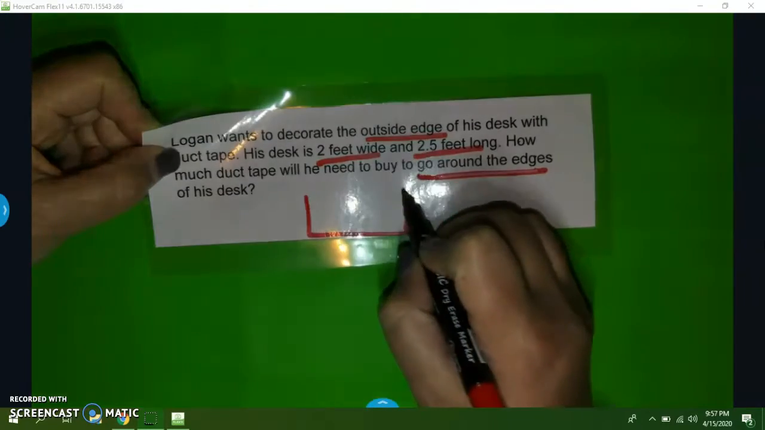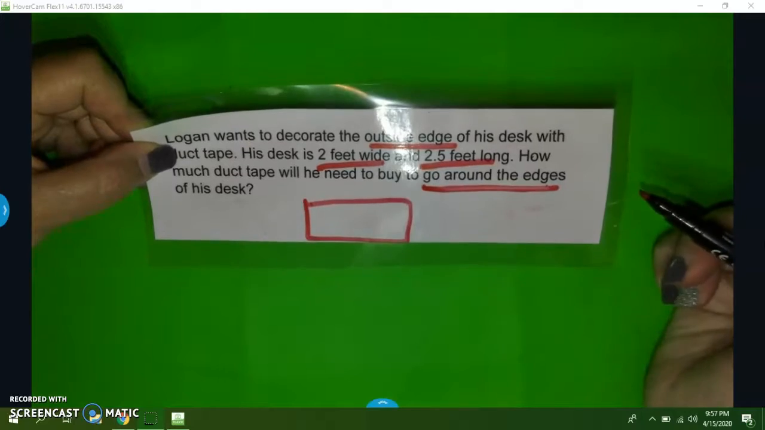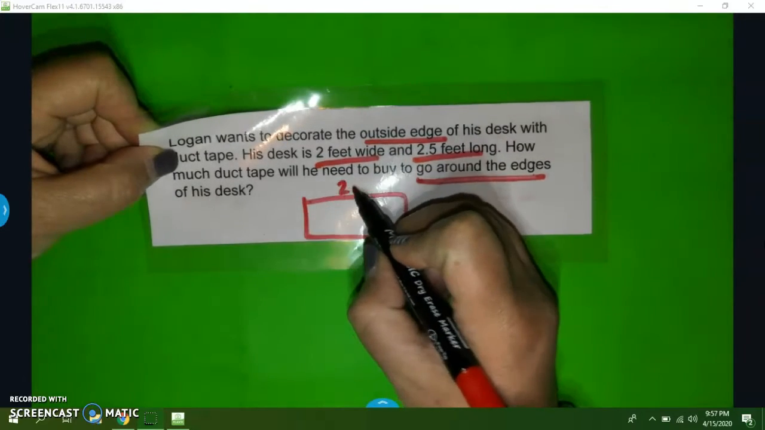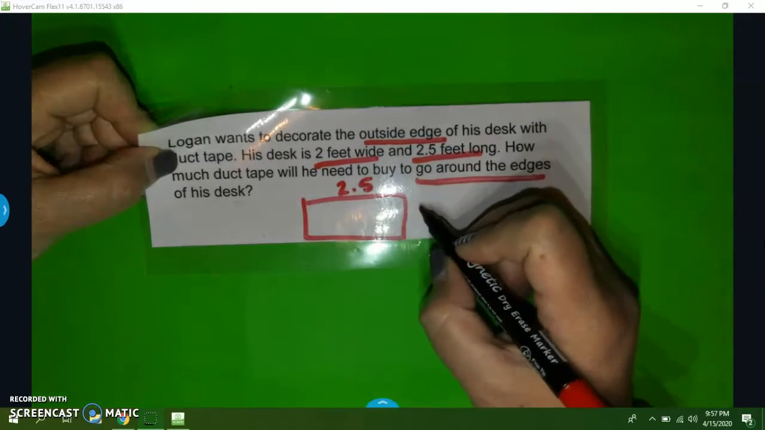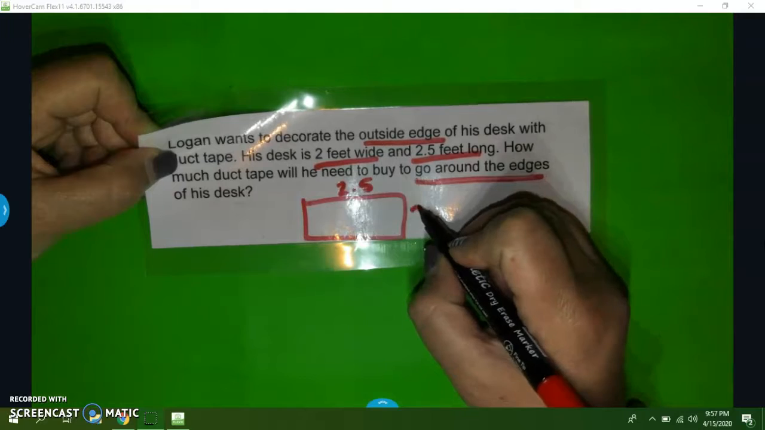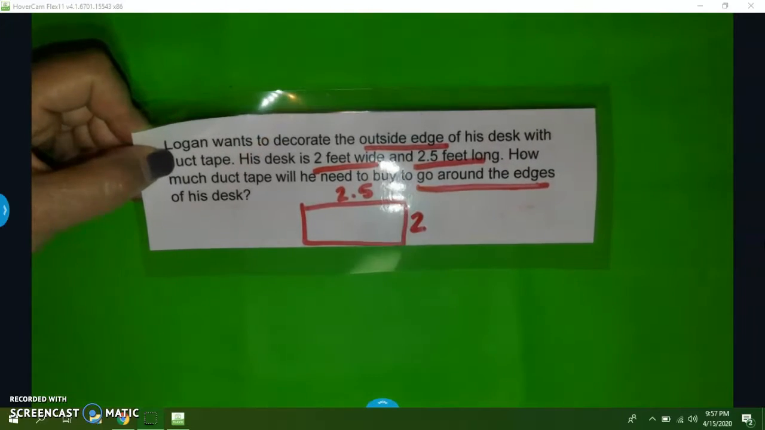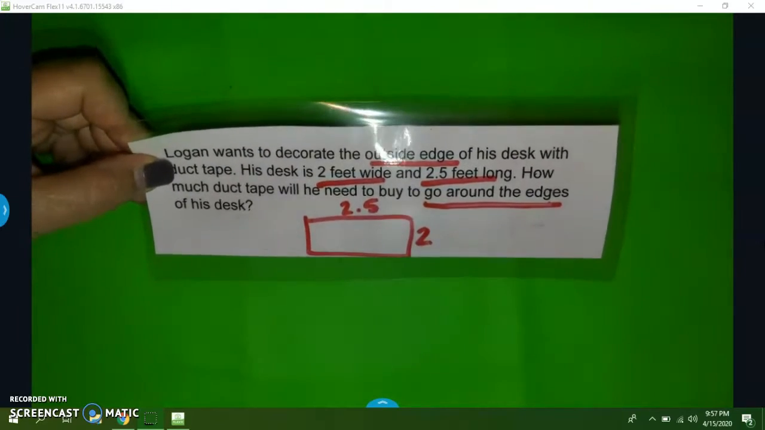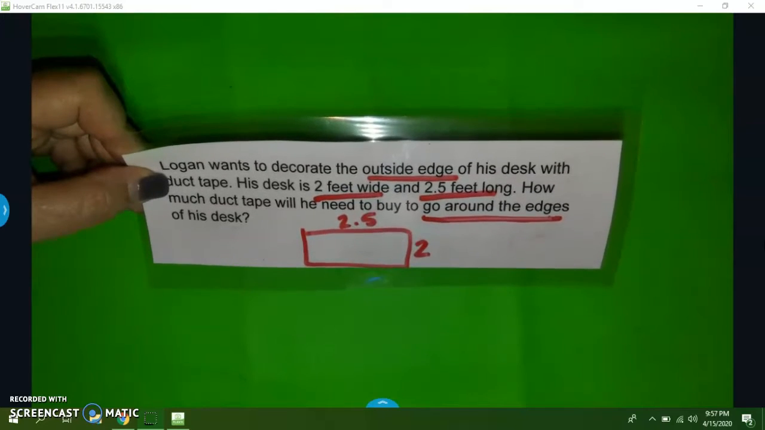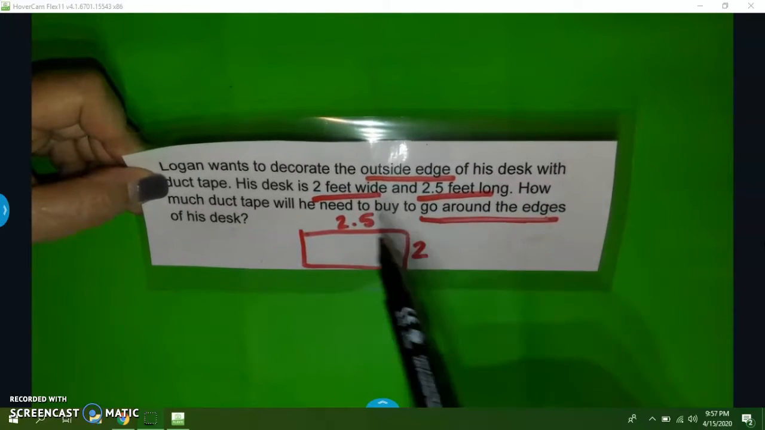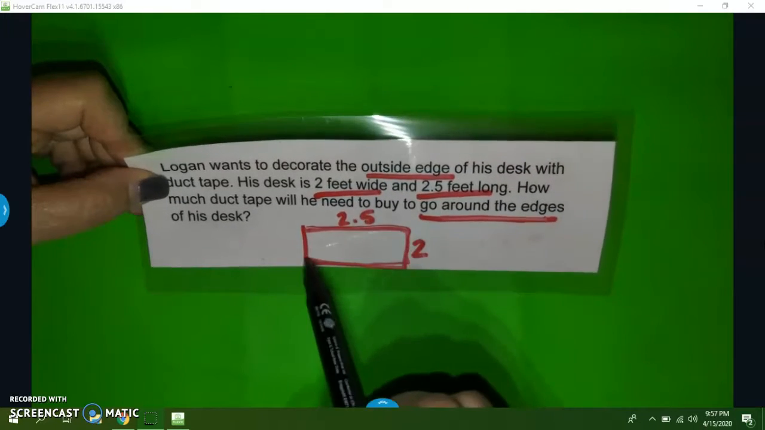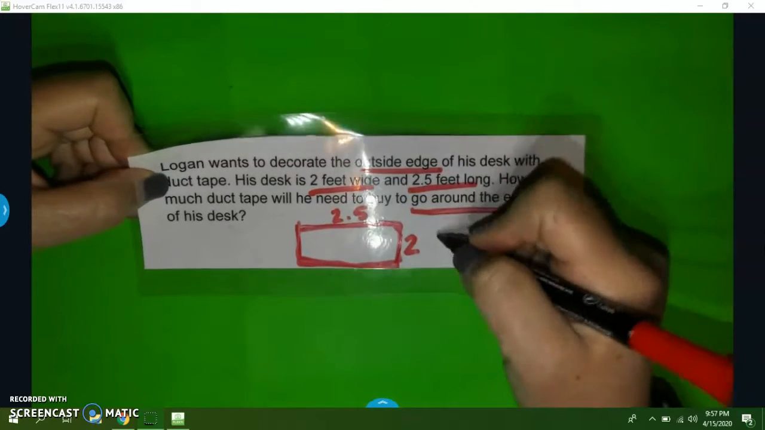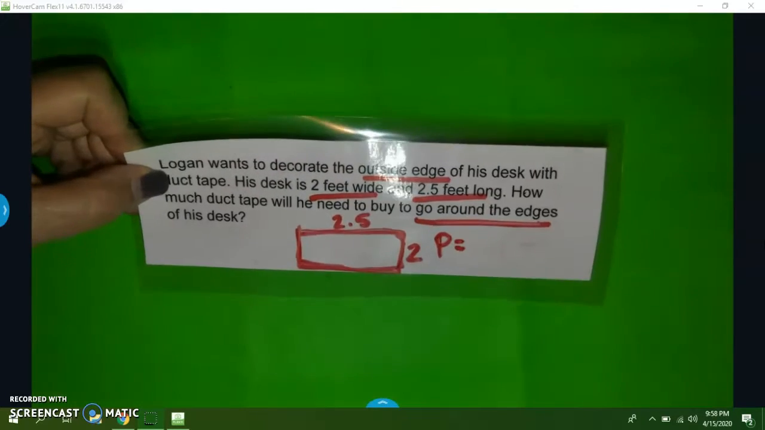So I'm going to plan that out. I've got his rectangular desk. It is 2.5 feet long and 2 feet wide. And now I've got to figure out, based on the information they've given us, whether I want perimeter, area, or volume. Now, if I'm putting the duct tape around the edge of my desk, then that would, of course, be perimeter. So I am going to add all the sides.